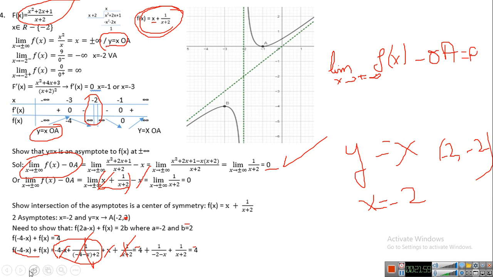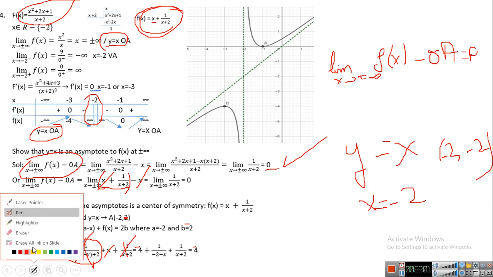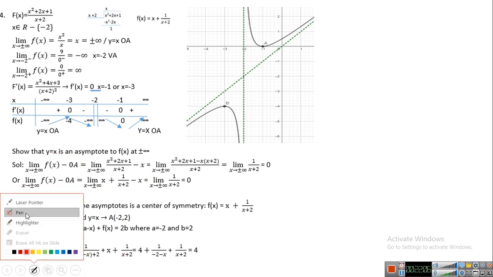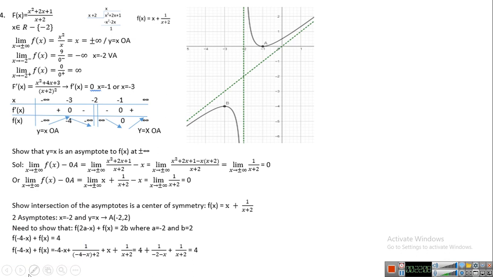So what I was saying here, if you do this one, you are going to get 1 over minus 2 minus x, and here 1 over x plus 2. These are opposite. Why? You can put minus in factor here, it will be plus, and this minus you can put up. So minus 1 plus 1 is 0.